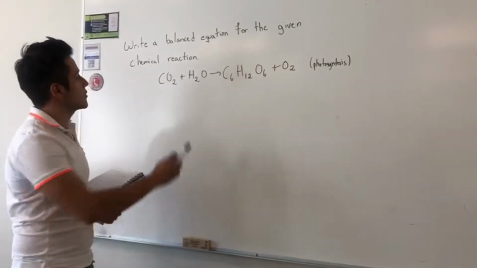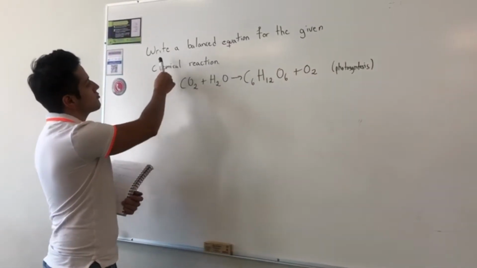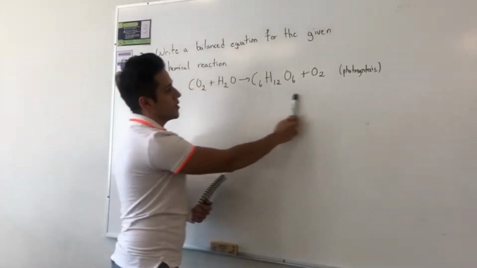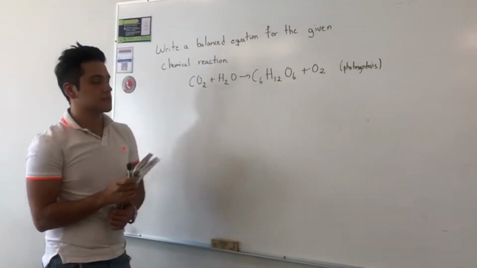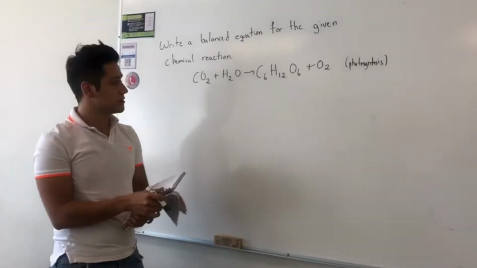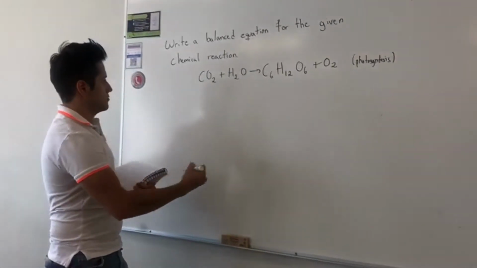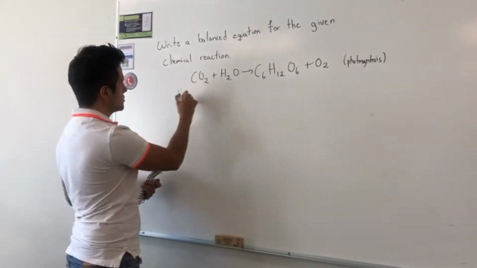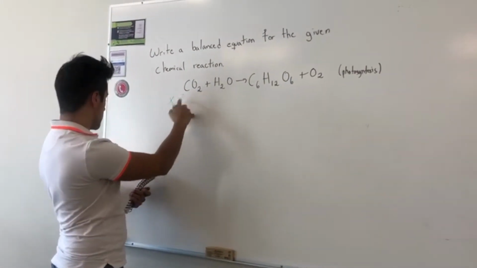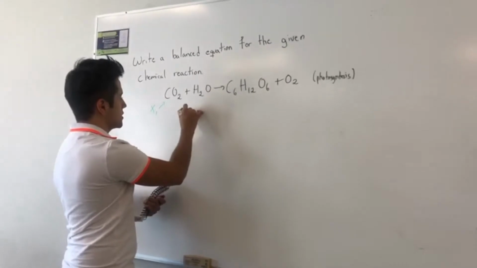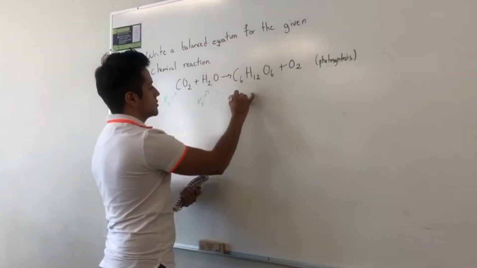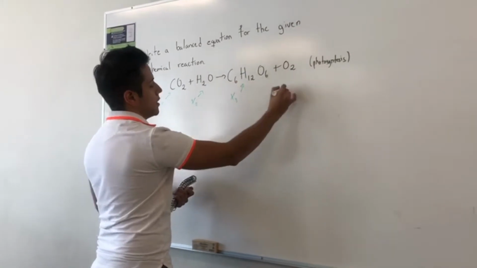Hello everyone, today we're going to solve this problem: write a balanced equation for the given chemical reaction. This one is the photosynthesis reaction. So first, we're going to assign values to these terms. We're going to assign x1 here, x2 here, x3 here, and x4 here.